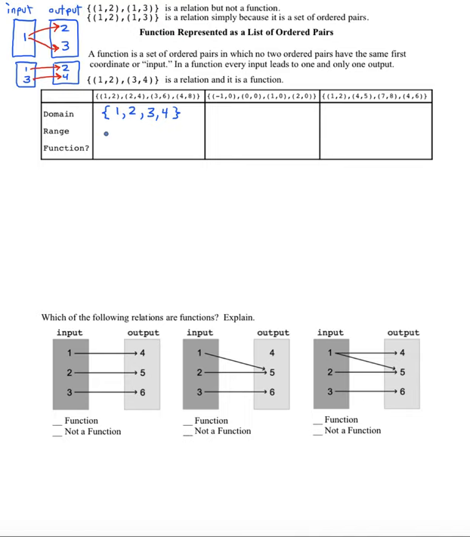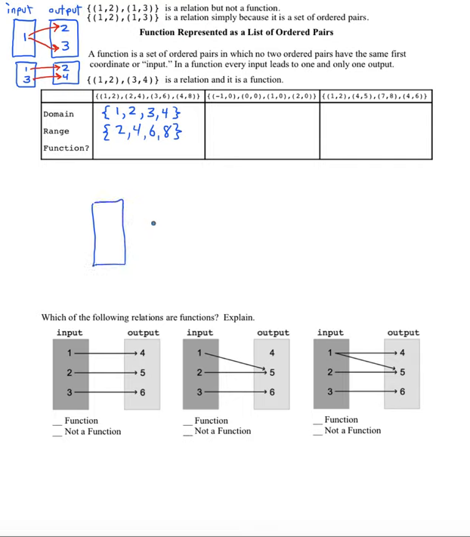Here it asks us for the range. The range is going to be the outputs. We'll make a list in braces here. And then check out the second coordinates. So 2, 4, 6, and 8.